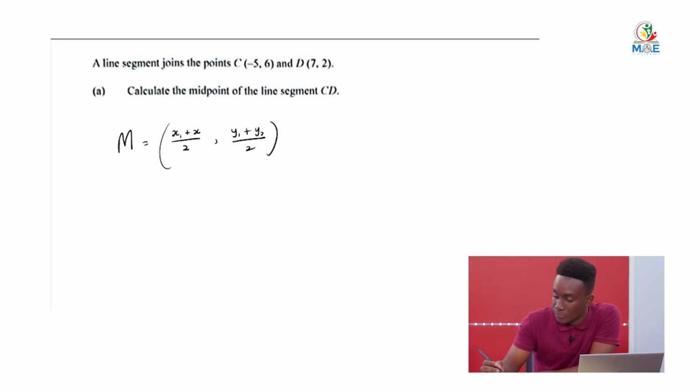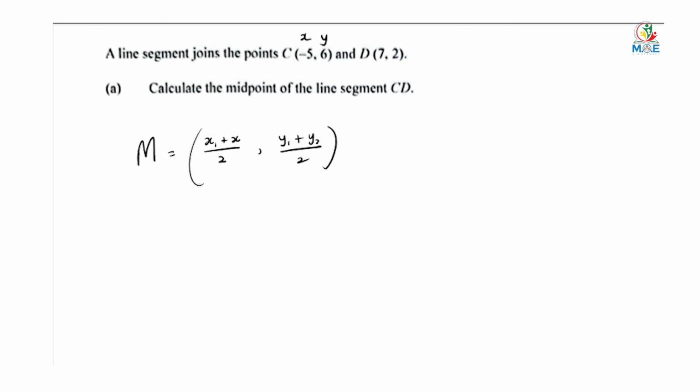So let's call this x and this y. We know this one is x1, this is y1, x2, and this would be y2. So let's substitute our values now. x1 would be -5 plus x2, which is 7, all divided by 2, comma. y1 is 6 plus y2, which is 2, all divided by 2.